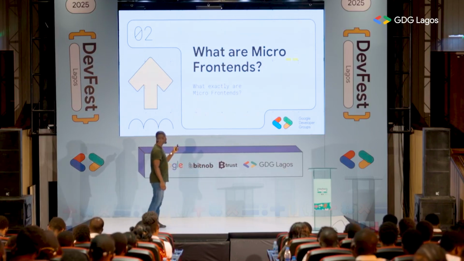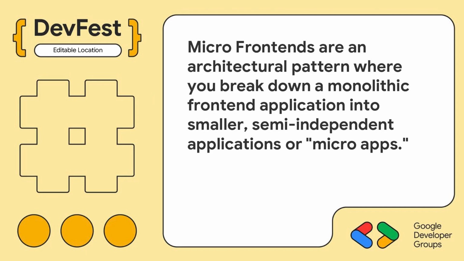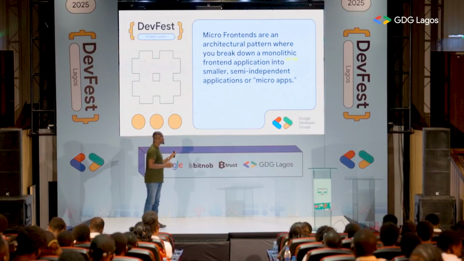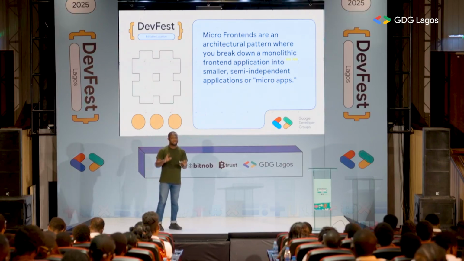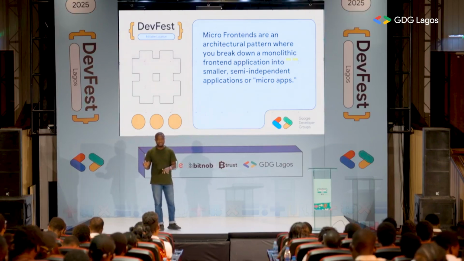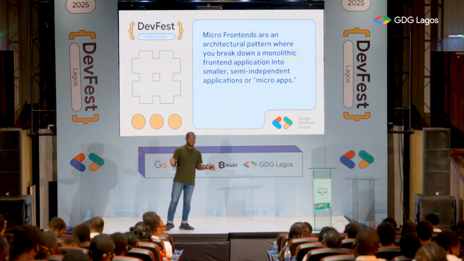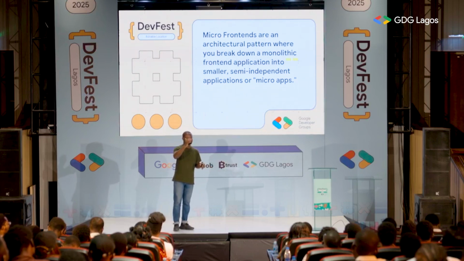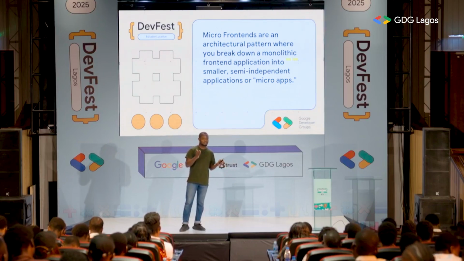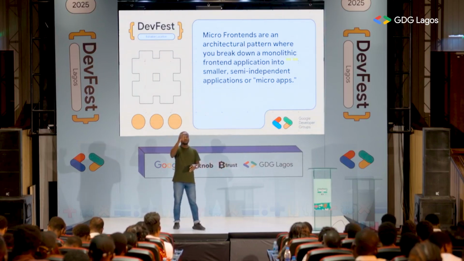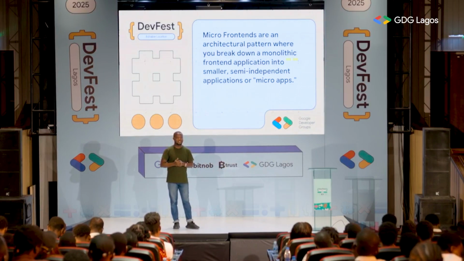All right, so I'll move forward. Micro frontends are an architectural pattern where you break down a monolith frontend application into smaller semi-independent applications. I believe we've established this fact. So in an e-commerce platform, let's say row 1 to row 4, you manage the product catalog. Row 5 to row 7, you manage search.